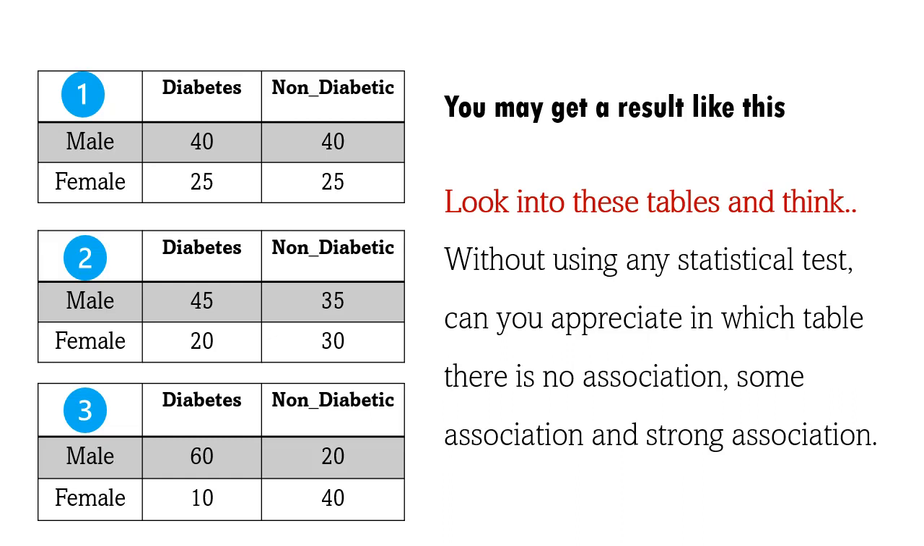In the first contingency table, you can see that the male and female are equally distributed in diabetic and non-diabetic. In the second table, you can see it's 45 and 35, and if you see the female, it is 20 and 30. If you focus on the third contingency table, then you can see that out of a total of 80 males, 60 are diabetic and 20 non-diabetic, whereas if you see the females, 40 females are non-diabetic and 10 females are diabetic.